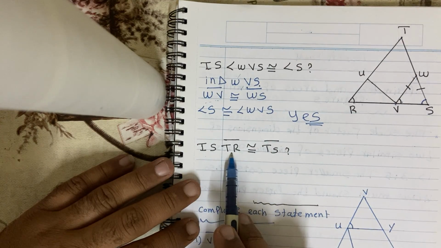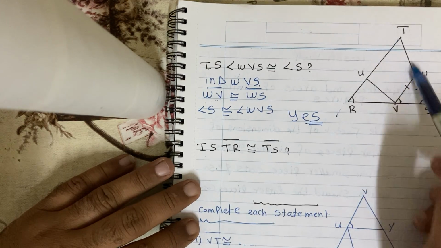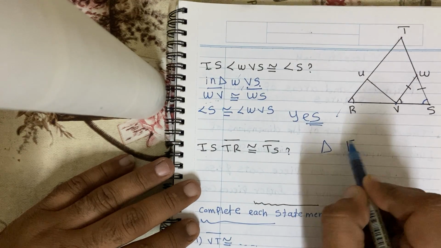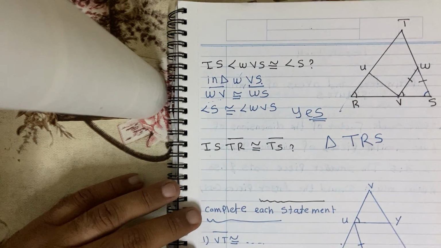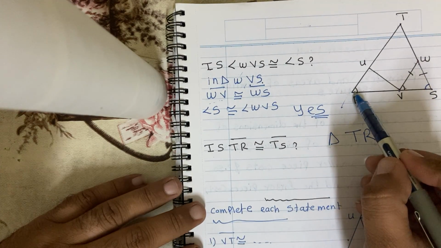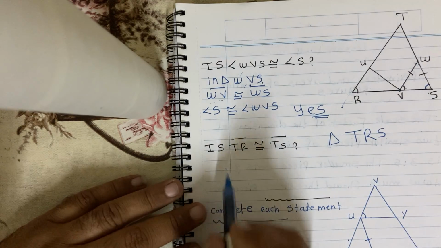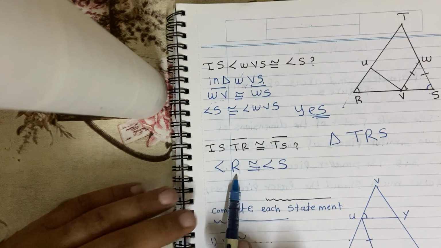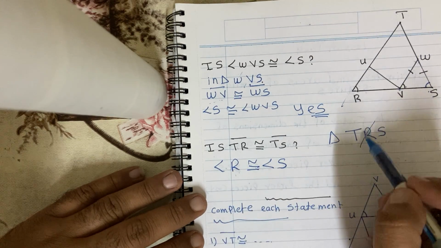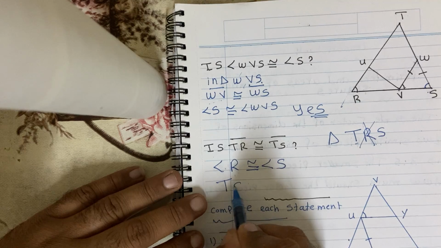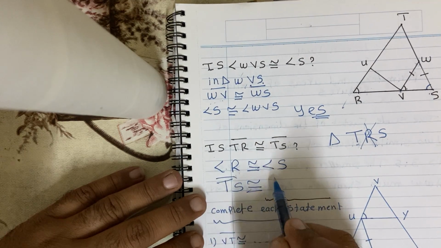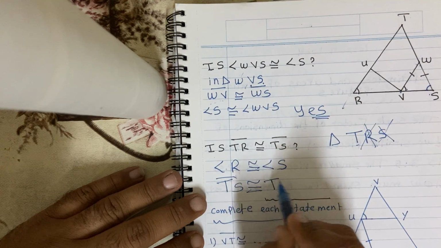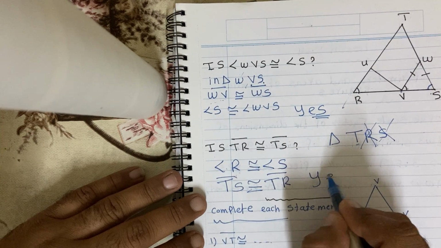Here, is TR congruent to TS? TR and TS are in the biggest triangle, TRS, so we are going to use triangle TRS. In triangle TRS, we have angle R congruent to angle S. What is the opposite side to angle R? Cancel the letter R, you will get TS. Angle S, what is the opposite side to angle S? Cancel the letter S, you will get TR. So yes, TS is congruent to TR.